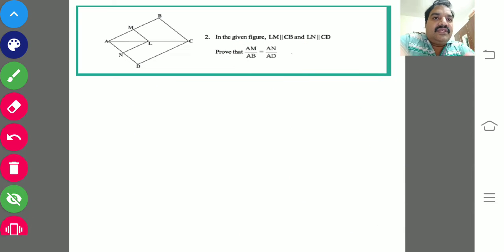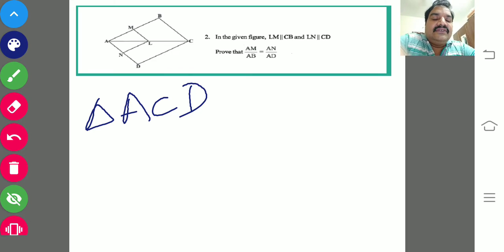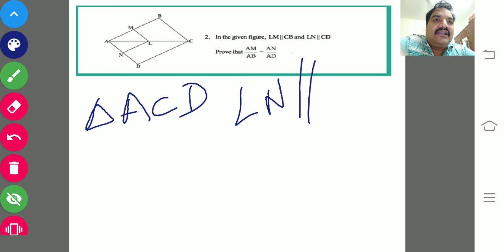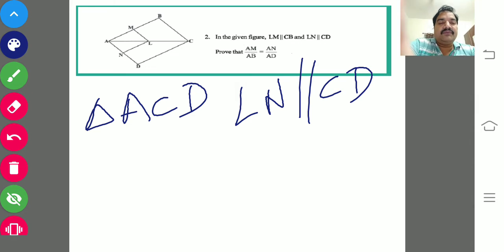Next, if you observe the lower triangle, one more triangle is here, triangle ACD. In triangle ACD, LN is parallel to CD. This is all analysis, I am not doing the problem. So we'll enter into the next slide. If you get a clear understanding in this slide, if you analyze this slide, we can easily find the solution in the coming slide.